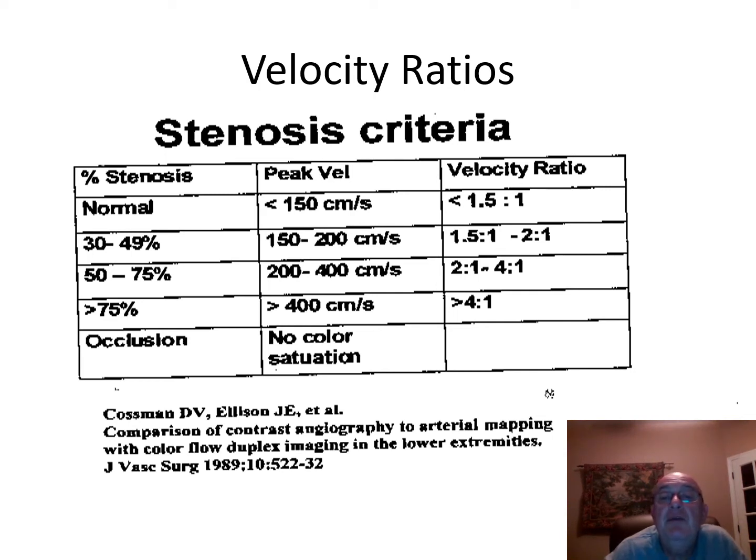The 30 to 49% is a category that we can use that puts you in a velocity ratio of 1.5 to 2. 50 to 75%, you see significant velocity increases, and you see a velocity ratio that's anywhere between 2 to 4 times the proximal segment. And then anything greater than 75 is going to have a significant velocity increase with a ratio greater than 4 times the proximal segment. And then once again, occlusions really don't need any description. If it has no color fill, no signal, it's a pretty good guess it's occluded.